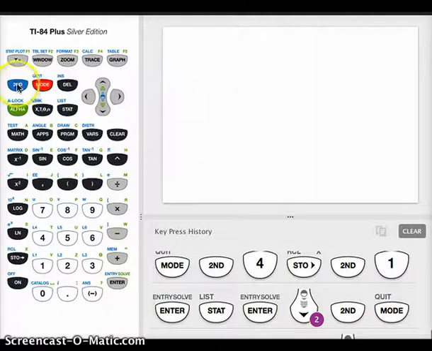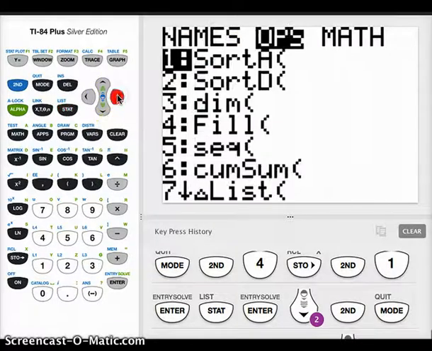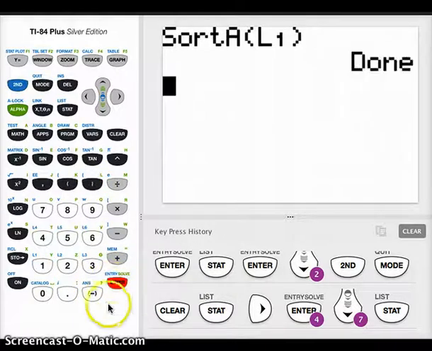go to your list editor. And what you want to do is go to operations and select the first one there, sort a list in order. And you want to sort L1, second one for L1. And lo and behold, it'll take those numbers and put them in order.